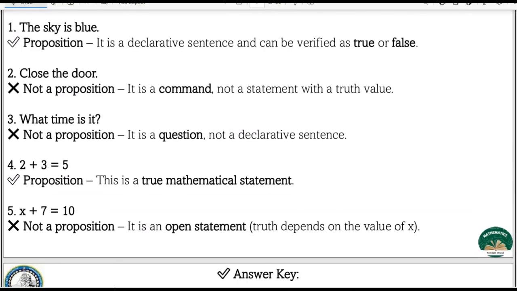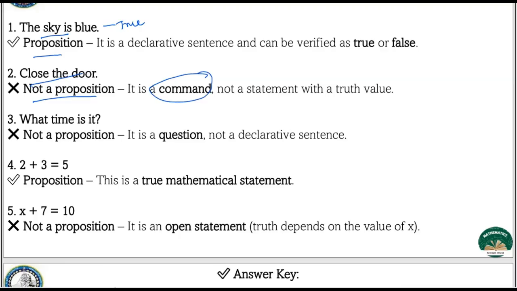First one: the sky is blue. It is a proposition. Why? It is a declarative sentence and can be verified as true or false. Sometimes the sky will be blue, so we can write true. If sometimes the sky has a different color, we can write false. Then the second one: close the door. Close the door is a command. It is not a proposition. Whenever it is a command, it is not a proposition.